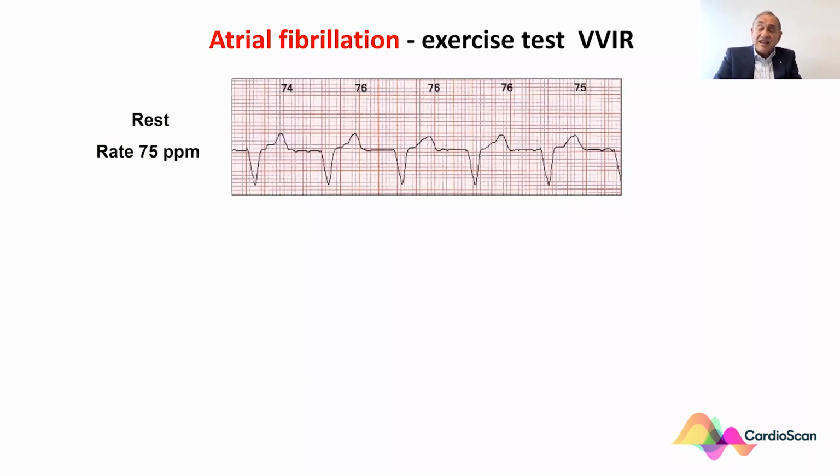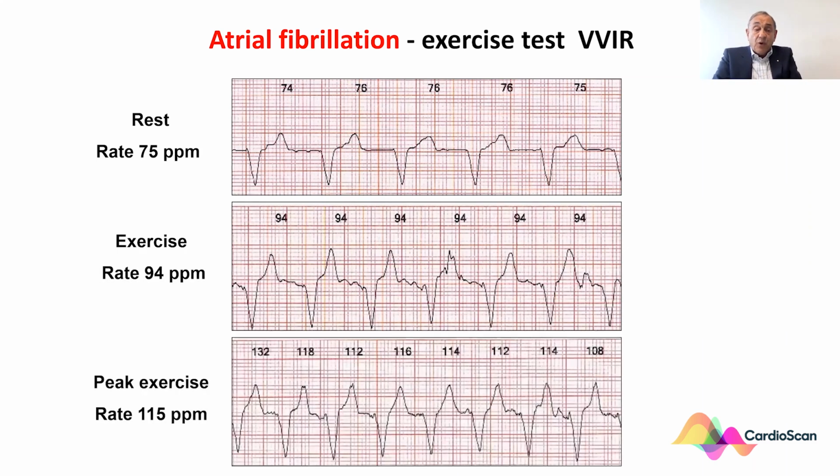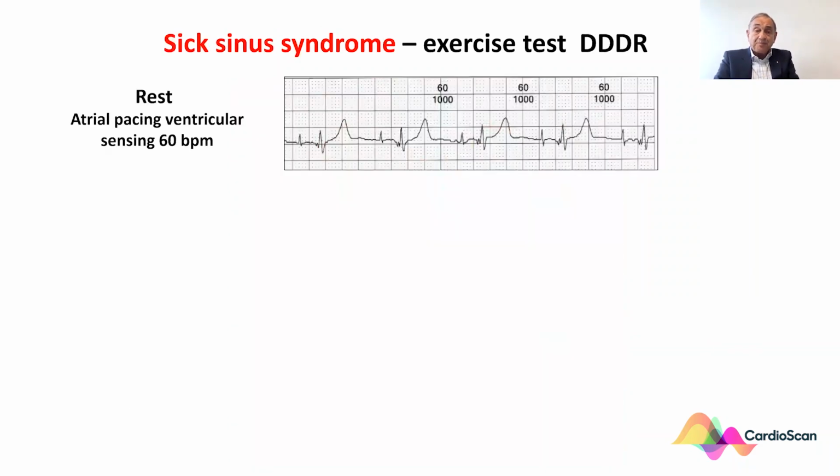Remember, we had this slow atrial fibrillation, and we put in a ventricular pacemaker, VVIR. At rest, the rate is 75. With exercise, you can see it increases to 94, and the peak exercise goes to about 115 beats per minute. This is a physiologic response to exertion and has been very, very successful.